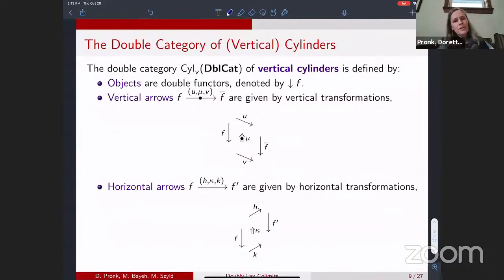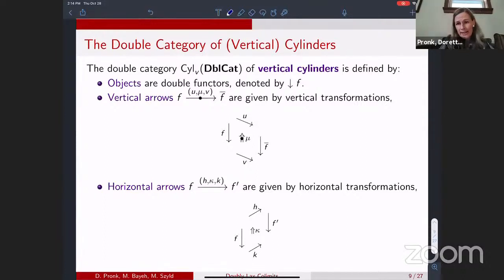okay, so let's look first at the double category of vertical cylinders. So the objects are double functors, and I will be denoting them by arrows pointing down, just because of the way that the whole construction is going to come in a moment. The vertical arrows are squares with a vertical transformation in them. And since we want to go from F to F bar, the transformation will be going from VF to F bar U.